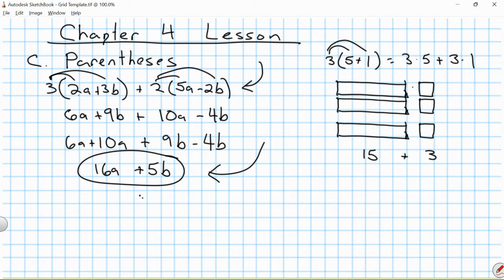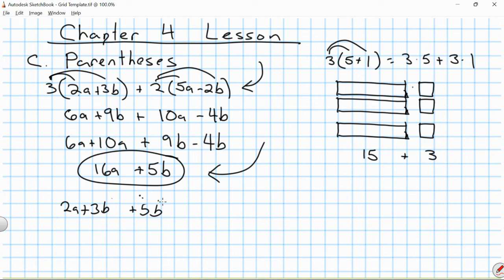If there's nothing out in front of the parentheses, like if I just wrote 2a plus 3b plus 5b, multiply it by 1. It's basically a 1. It doesn't matter, you can get rid of the parentheses. You just swap them out.